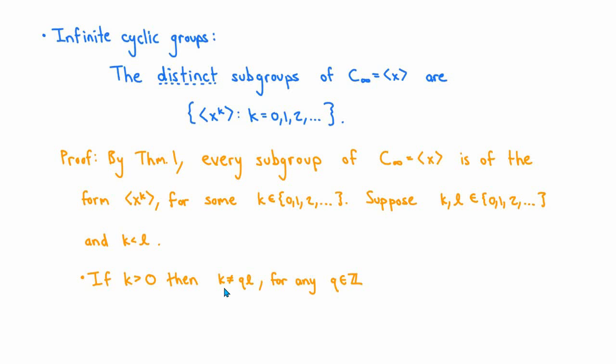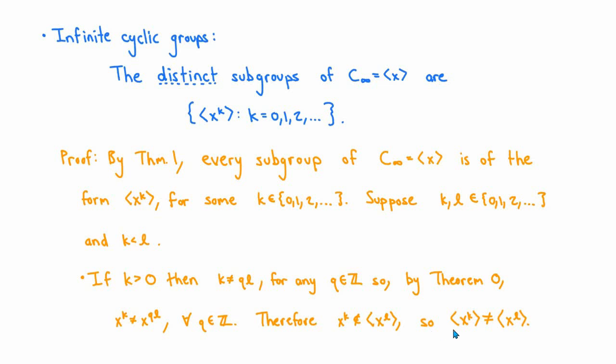For the second case, let's suppose that k is bigger than 0. Well then, k is a positive integer which is strictly less than l, so it's definitely not equal to q l for any integer q. And again, by theorem 0, that guarantees that x to the k is never equal to x to the q l for any integer q. Well, that implies that the element x to the k is not an element of the group generated by x to the l, once again allowing me to conclude that these two groups are distinct.